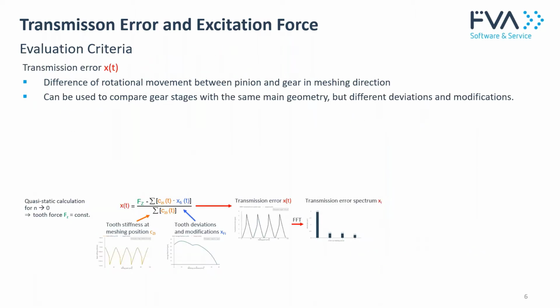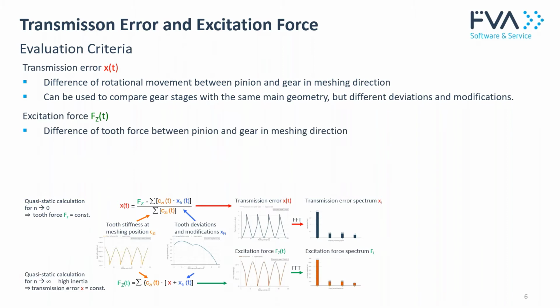To evaluate the gear excitations, typically the change of the transmission error is used. And what is the transmission error? It is the difference of the rotational movement between pinion and gear. It can be used to compare gear stages with the same geometry but different deviations and modifications. Another criterion is the excitation force. It is the difference of the tooth force between pinion and gear.